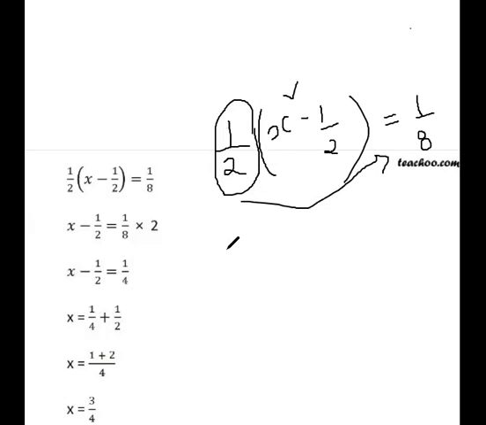Now here it is 1 by 2. On the other side, it will become 2 by 1. 2 by 1 you can also see as 2. So you have 2 here, and here it is getting divided, 1 is divided by 2. Here it will get multiplied by 1 upon 8. So this is how you can solve it.